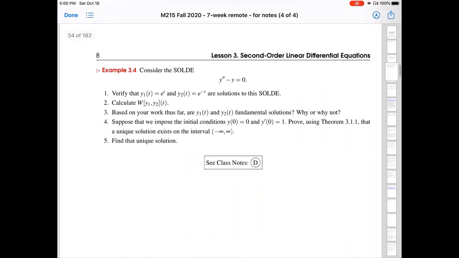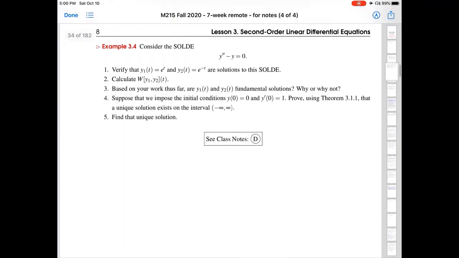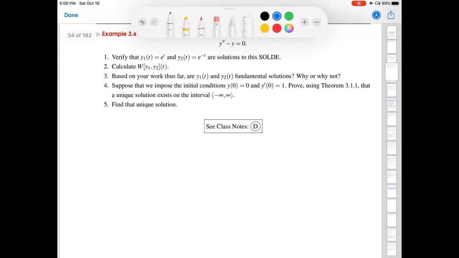The first thing we're asked to do is to verify that e to the t and e to the minus t are solutions to this ODE. We can do that without too much trouble. We'll take each of these functions, substitute them into here, and verify that when we combine them in that way, we get 0.